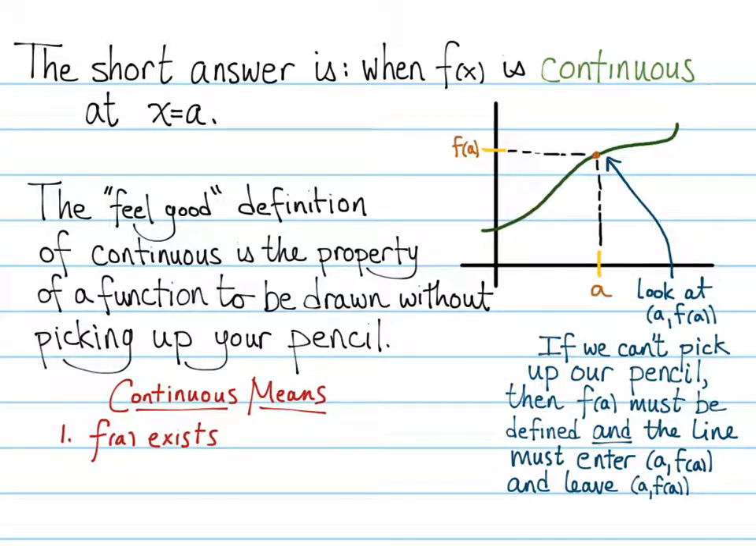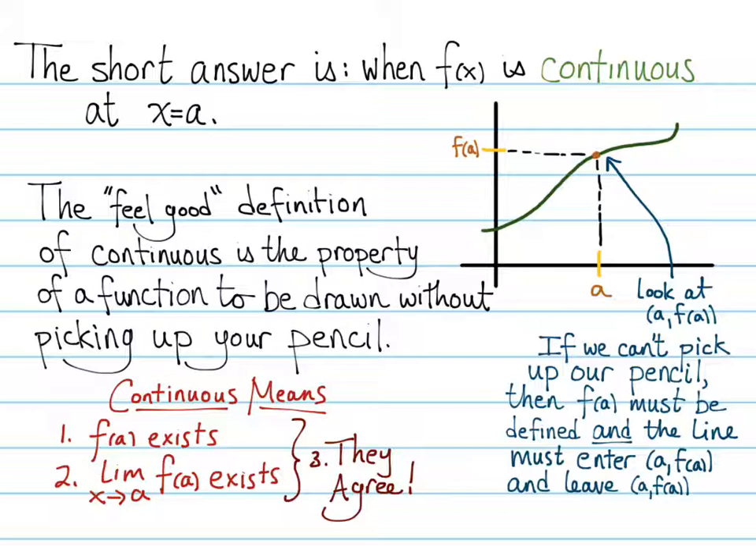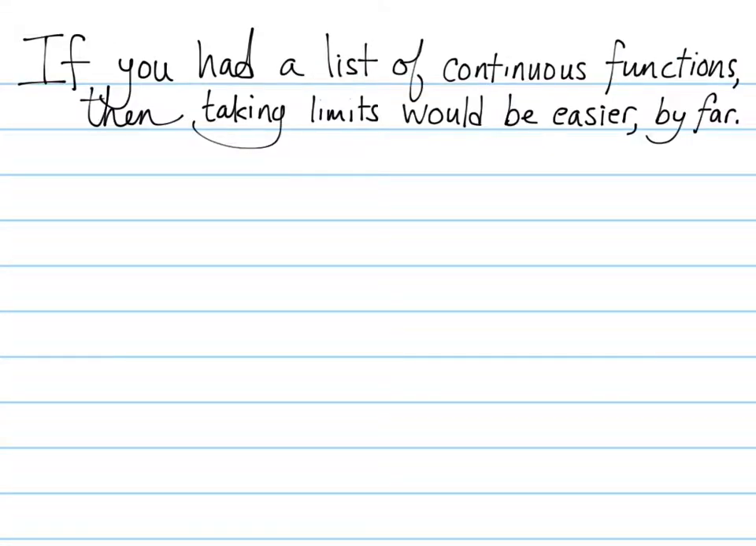And so continuous means that f of a exists, that the limit as x approaches a of f of x exists, and that they're the same thing. And so there's a good feeling for what the definition of continuous means and why we define it that way. And if you had a list of these continuous functions, then you could just take limits real easy. You would just have to plug in a to f of x.